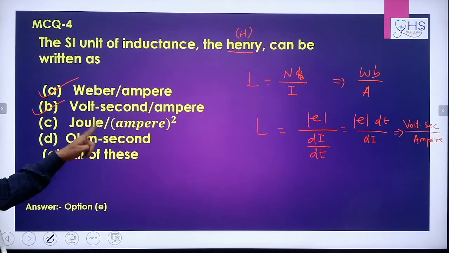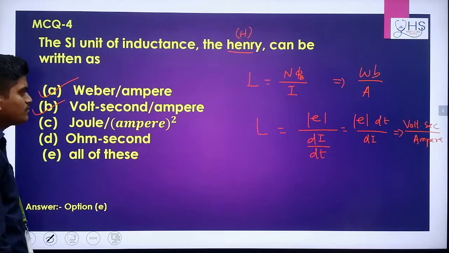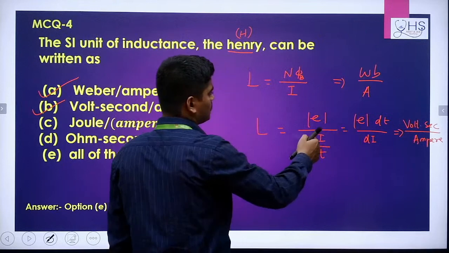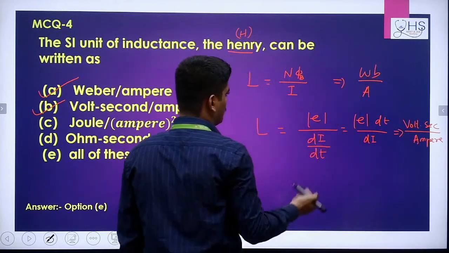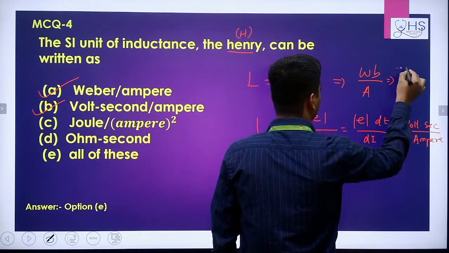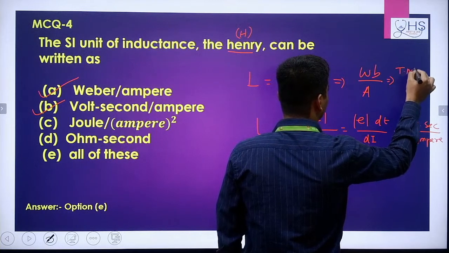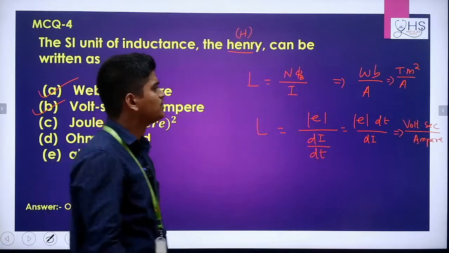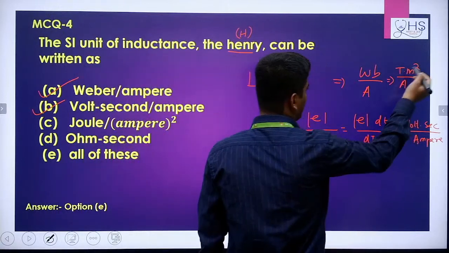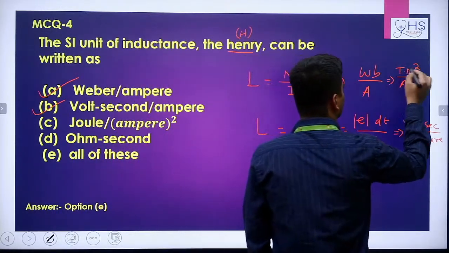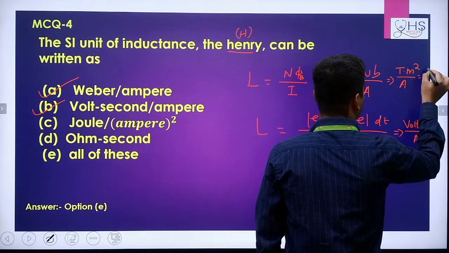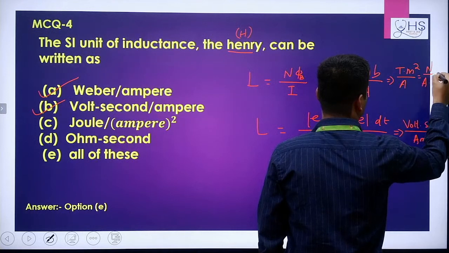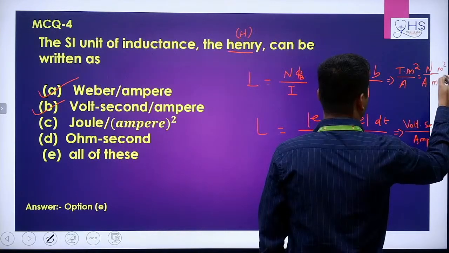Now check joule by ampere square. I already told you in the last class how you can check this. Weber is nothing but Tesla into meter square by ampere. Actually, flux is magnetic field into area. This magnetic field is nothing but Newton by ampere into meter, into meter square by ampere.